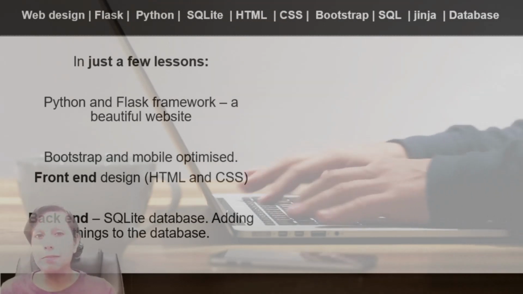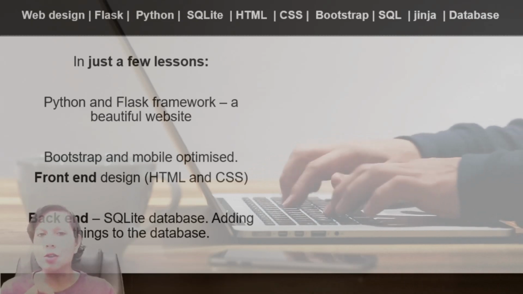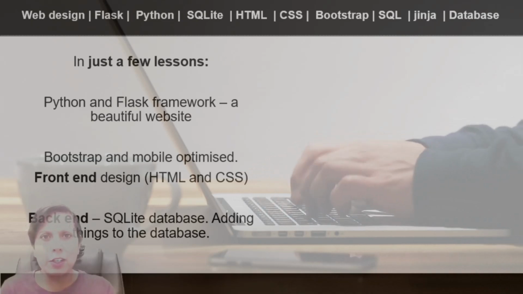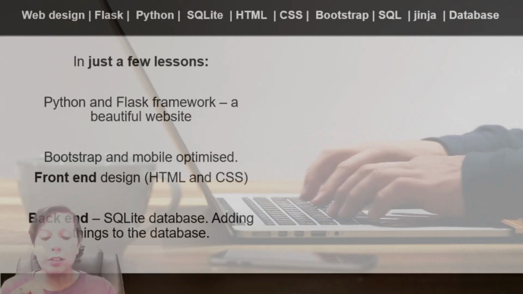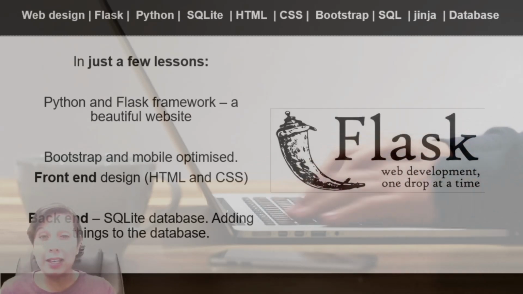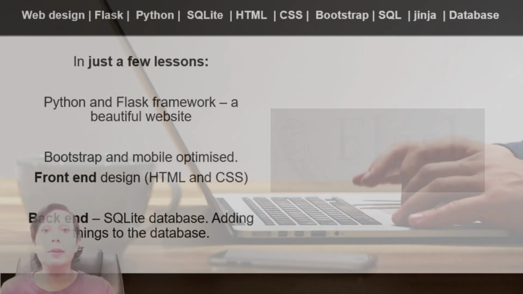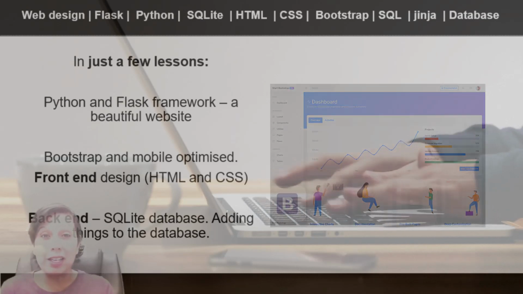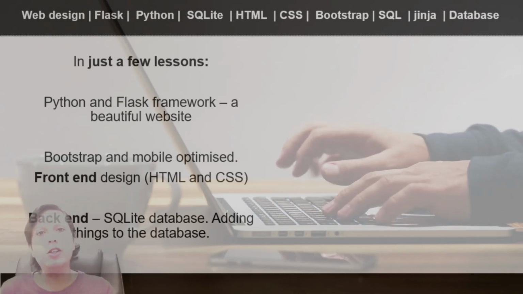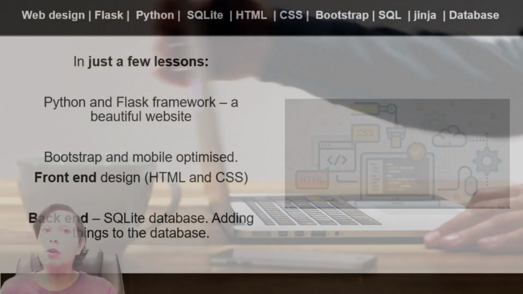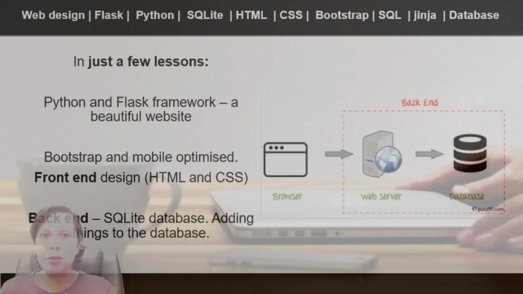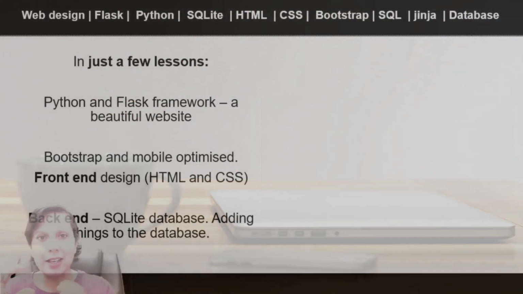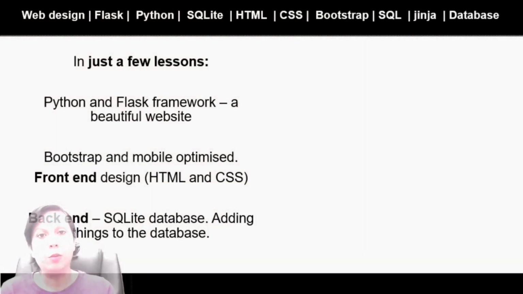Now, believe it or not, in just a few lessons, so think of each video that you watch as a lesson, you're going to learn about the Python and Flask framework, how to set it up. You're going to learn about Bootstrap and mobile optimized websites, how to actually make them, including looking at HTML and CSS. We're also going to look at the back end. So remember, every website has a front end and a back end. We're going to do it all with HTML and CSS in the front end and Flask and Python in the back end.